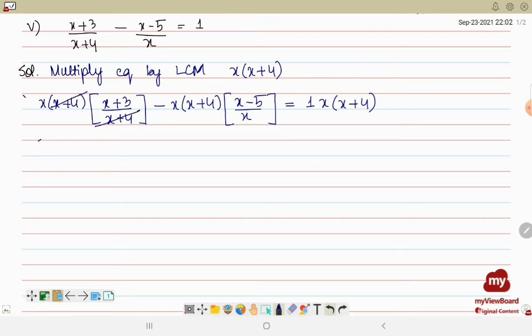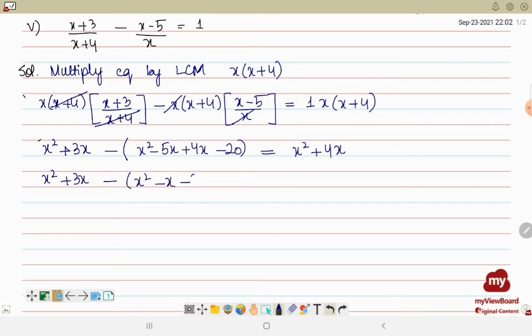X plus 4 will be cancelled by x plus 4, x will be cancelled by x. So we'll write down the remaining terms. Let's see. X square plus 3x and then x square minus 5x plus 4x minus 20, and on the right hand side we are having x square plus 4x. Let's solve it further. We are having x square plus 3x minus x square minus x minus 20, equals x square plus 4x. Then x square plus 3x minus x square plus x plus 20.